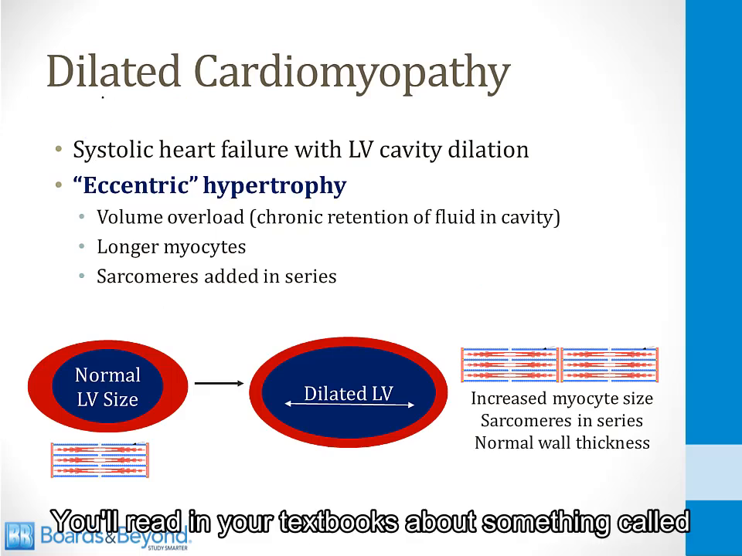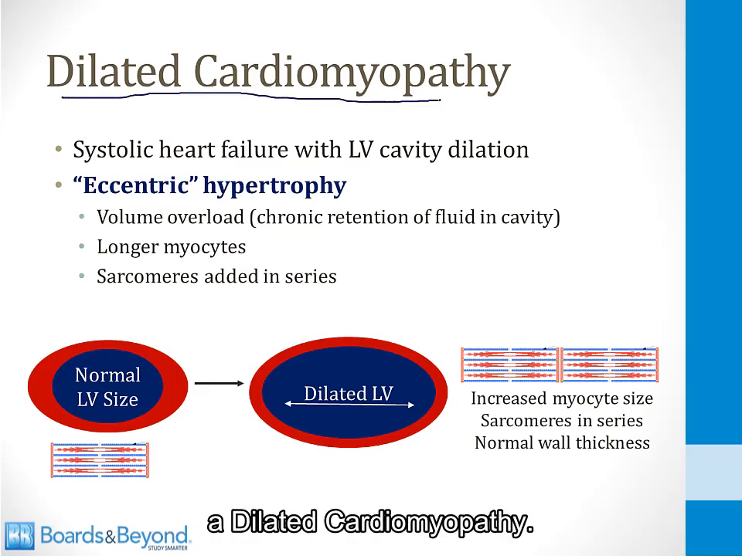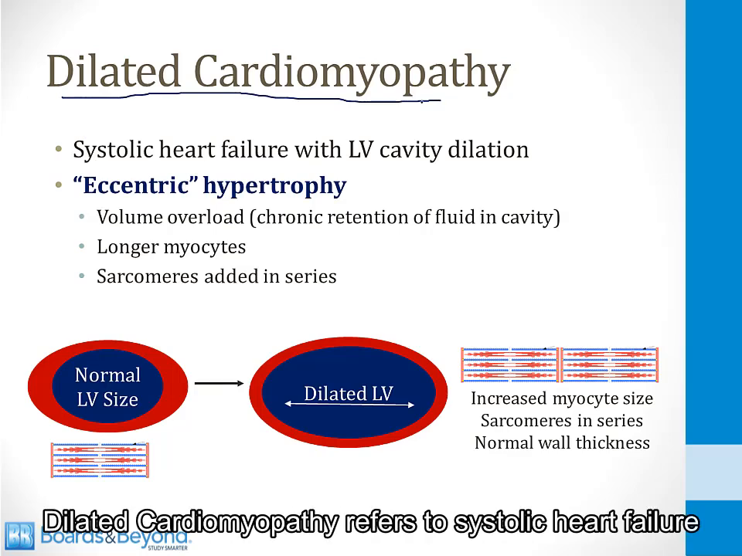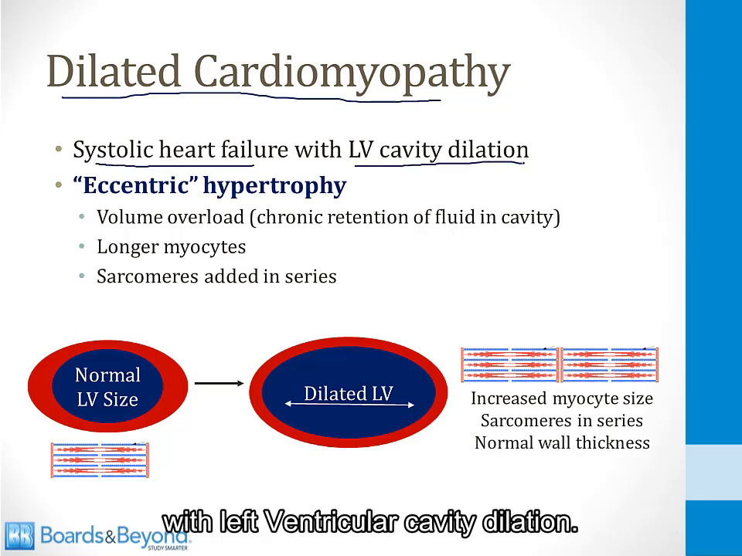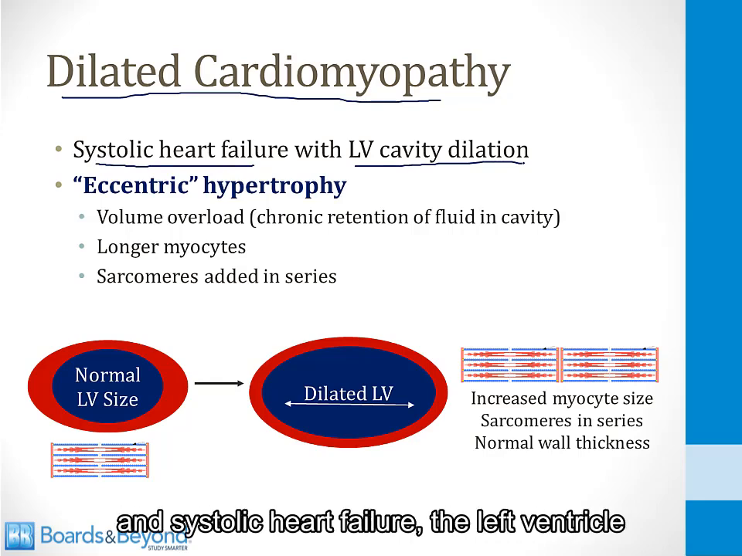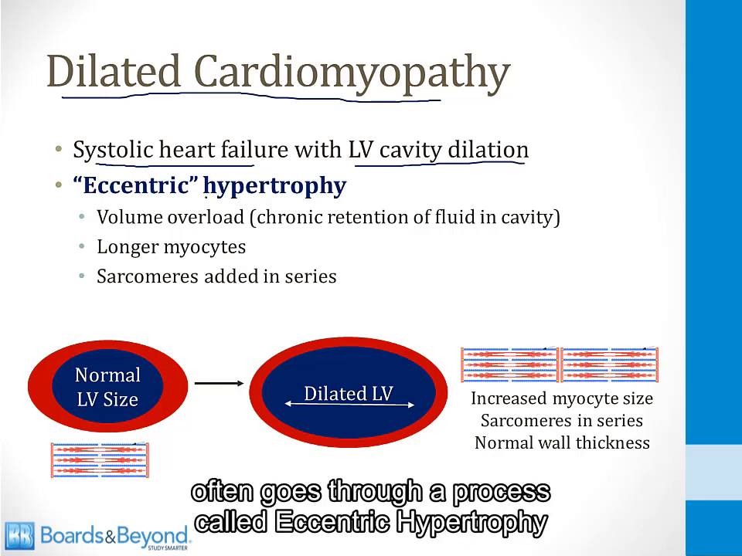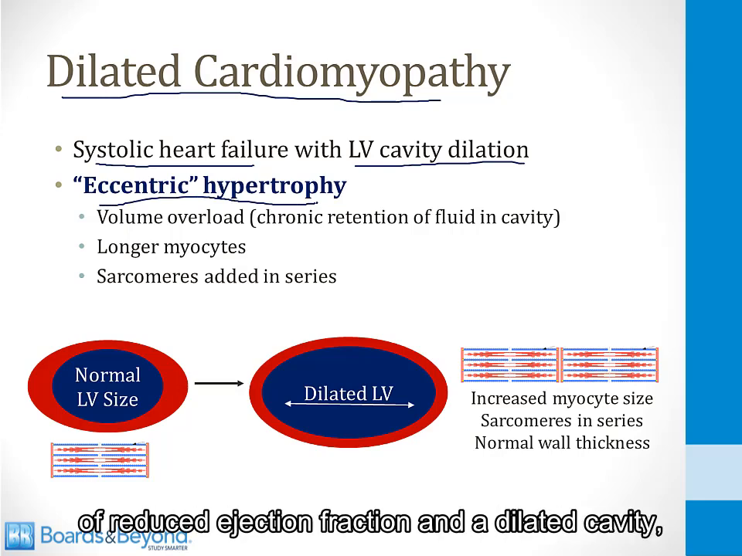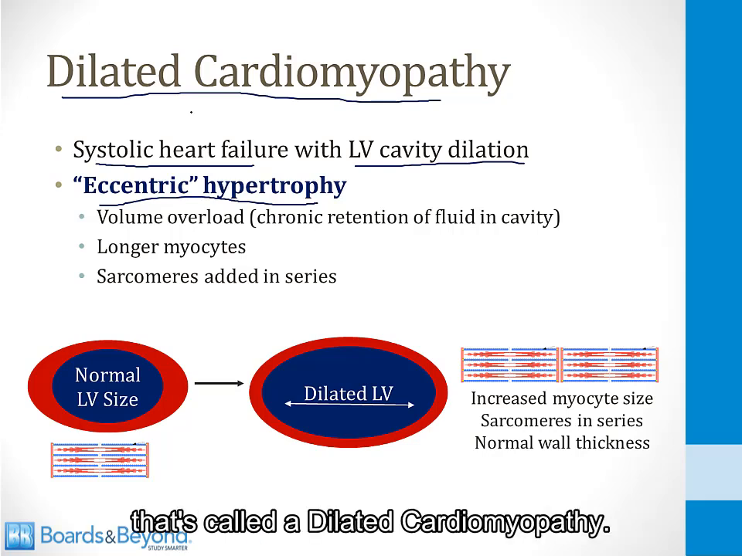You'll read in your textbooks about something called a dilated cardiomyopathy, so let's talk about what this term means. Dilated cardiomyopathy refers to systolic heart failure with left ventricular cavity dilation. When there is a reduced ejection fraction in systolic heart failure, the left ventricle often goes through a process called eccentric hypertrophy that leads to cavity dilation. And when you have the combination of a reduced ejection fraction and a dilated cavity, that's called a dilated cardiomyopathy.